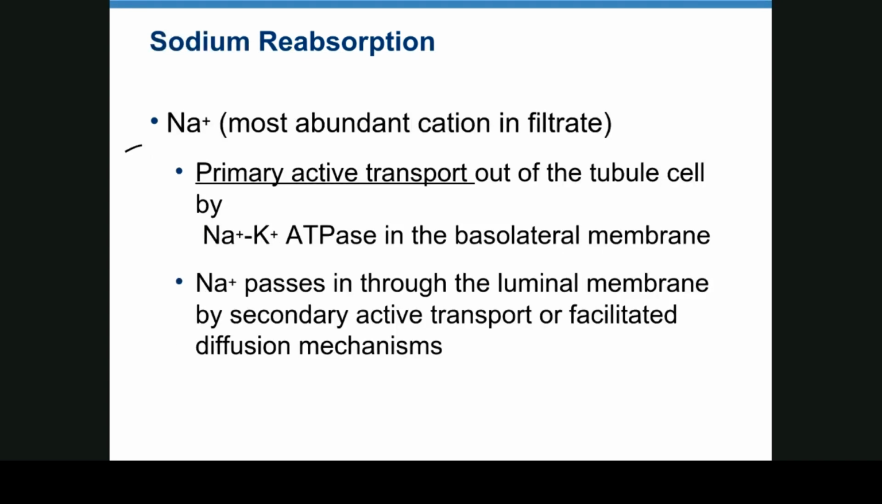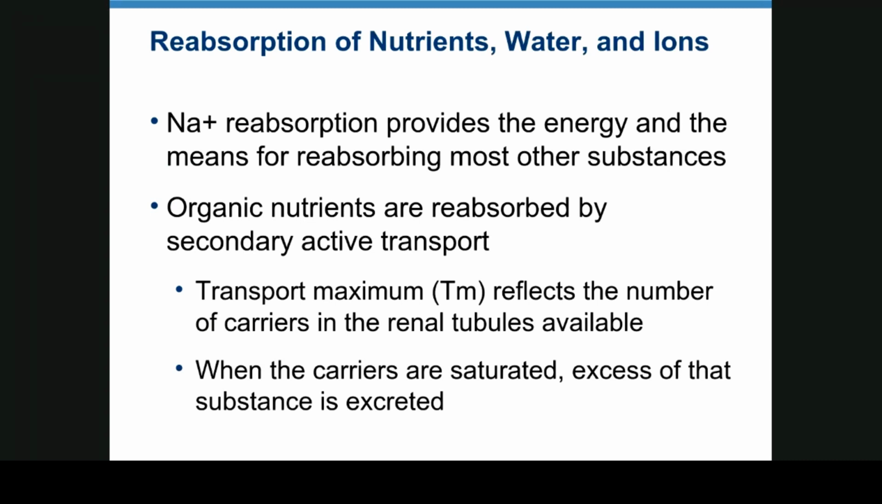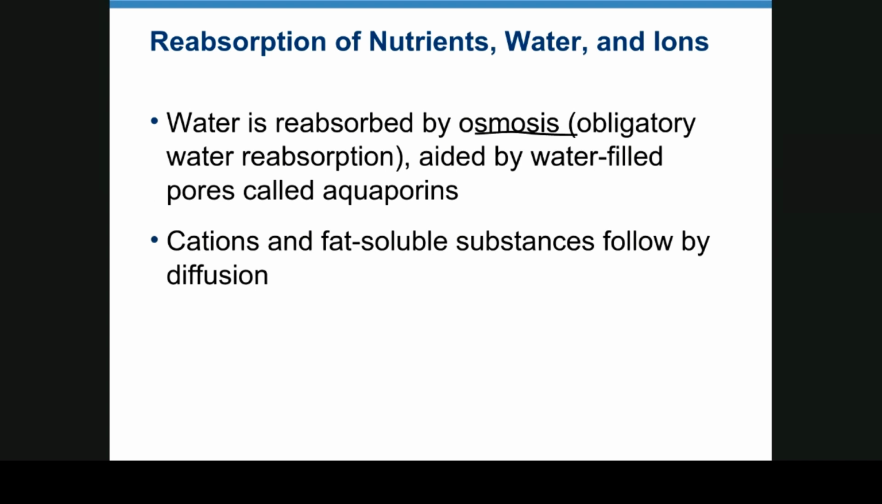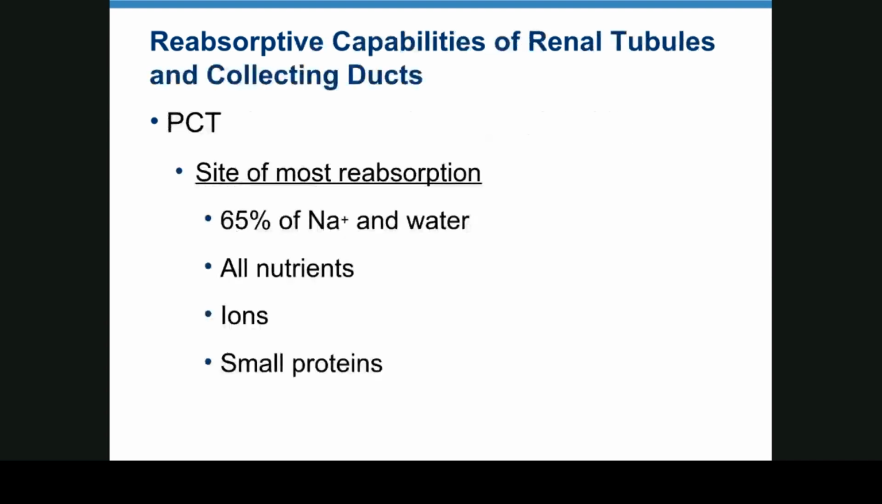Sodium is the most abundant cation in the renal filtrate, and active transport out of the tubule cell is a major way that you have sodium resorption. Okay, sodium resorption also brings other things along with it. Secondary active transport, organic nutrients. Okay, water is resorbed by osmosis, and then cations and fat-soluble substances follow by diffusion.